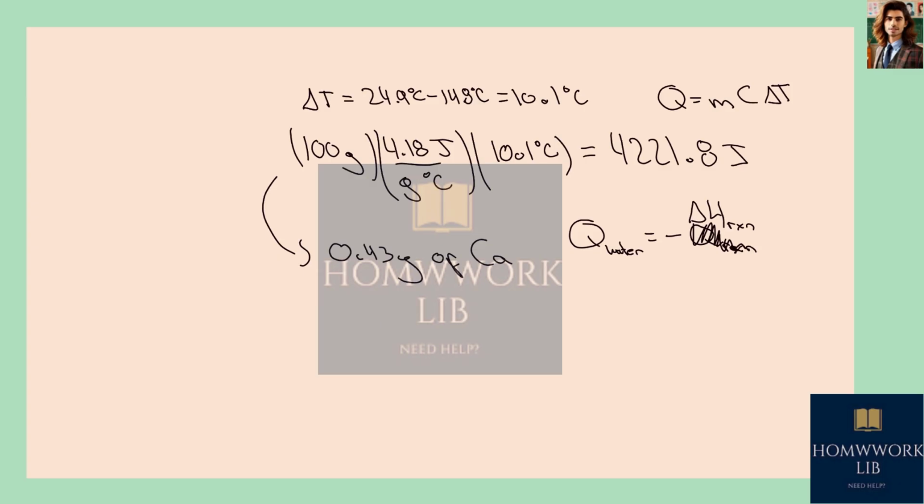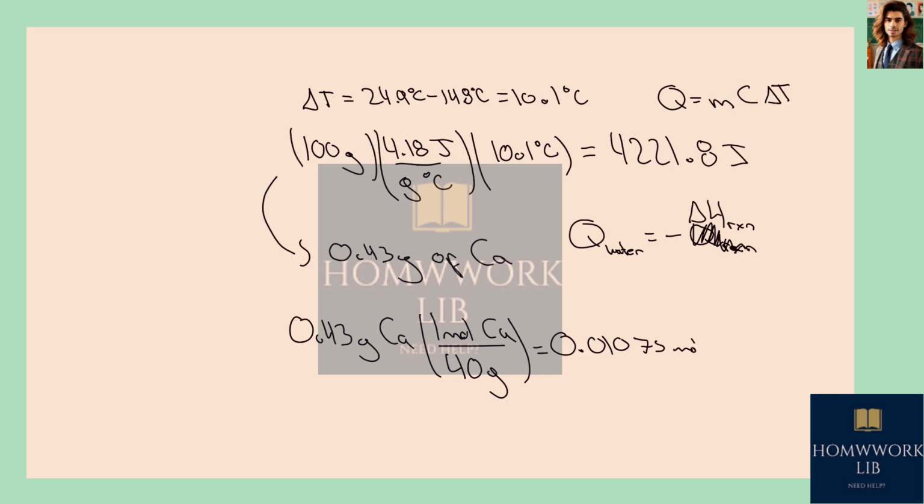So, in order to know it in joules per mole, what we need to do is calculate how many moles of calcium this corresponds to. The atomic mass of calcium is equal to 40 grams per mole. So, 0.43 grams of calcium, and 1 mole of calcium corresponds to 40 grams. This is equal to 0.01075 mole of calcium.